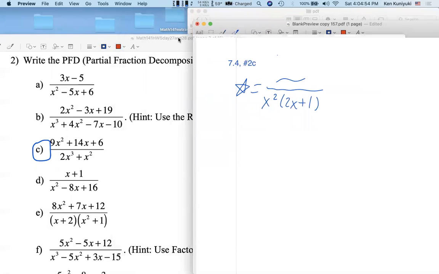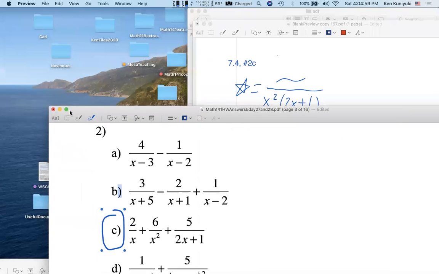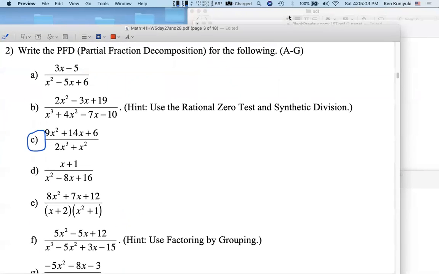And I'm okay if you just peek at the answer to make sure you got the factorization right. Yeah, I usually do that. That's okay. It's okay to peek. The point is to ultimately learn.